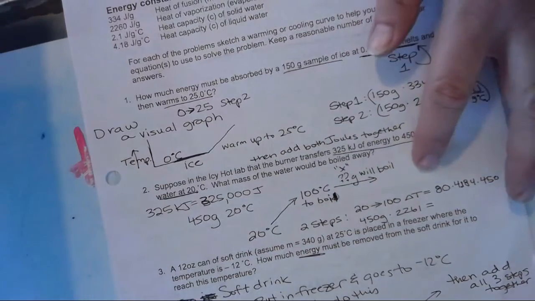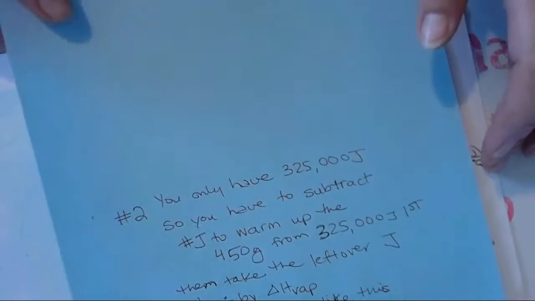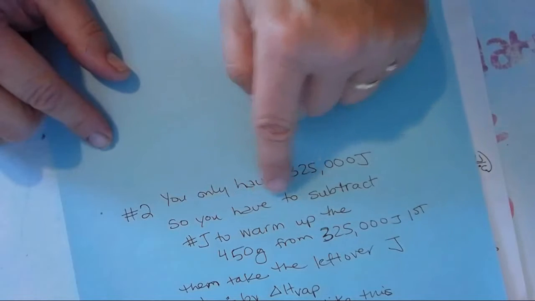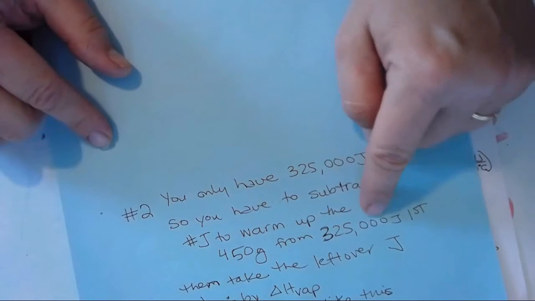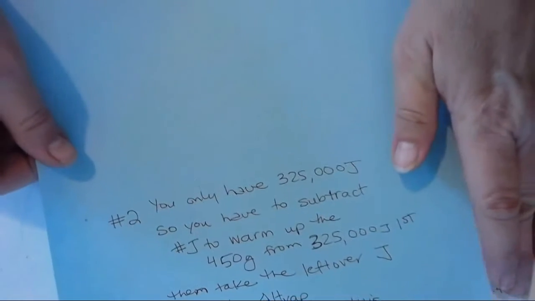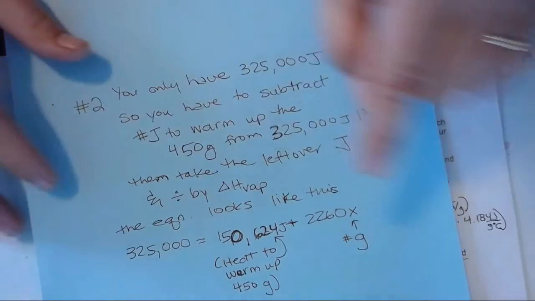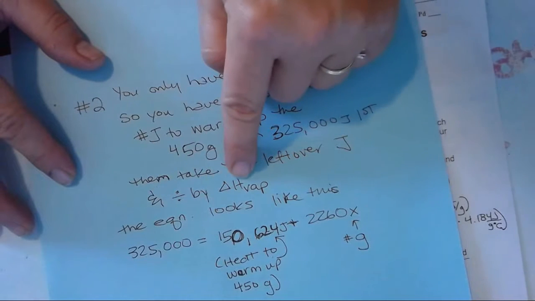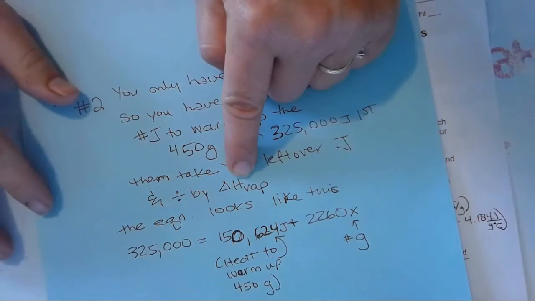Still on number 2 on this problem, okay? So we only have 325,000 joules. So what you want to do is subtract the number of joules to warm up the water from the 325,000, and then take the leftover joules and divide it by the heat of vaporization. And what that's going to do is tell you the mass, how much mass of water.